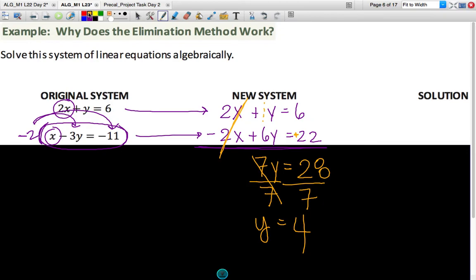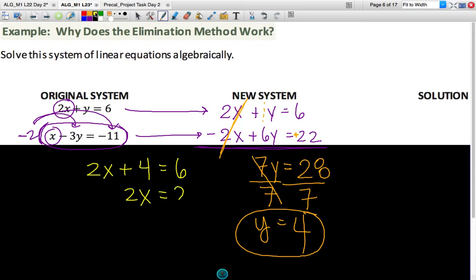Just like with all systems, we have to have an x and a y. So now we're going to plug this y value into either of the original equations to solve for x. I'm going to plug it in the top one. So I've got 2x plus y, I just found y is 4, equals 6. 2x equals 2 after I subtract 4 on both sides. Divide by 2 on both sides. x equals 1. So my solution is (1, 4), (x, y).